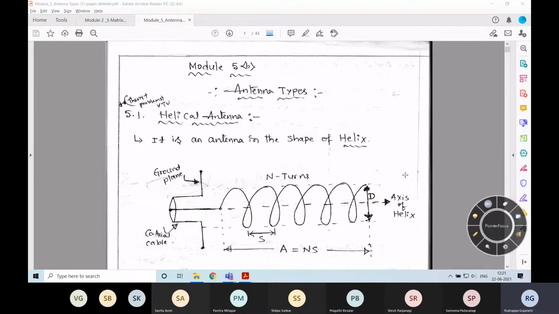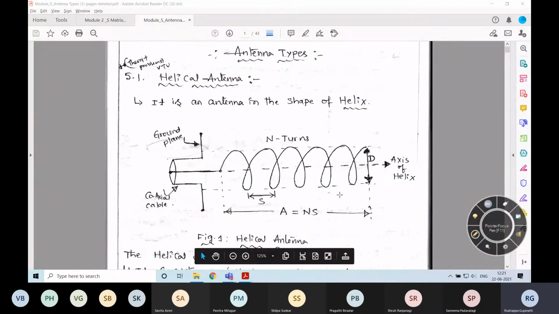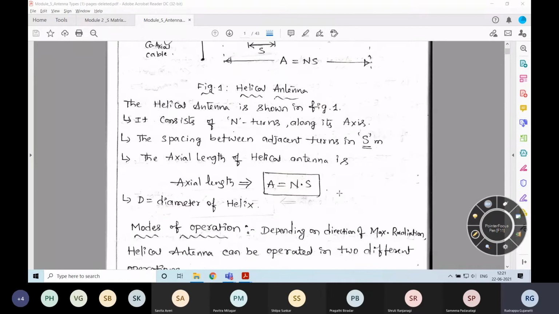So in the previous session, we started a discussion with respect to different types of antennas. In that, we discussed the helical antenna, in which we had a discussion pertaining to a few of the geometric specifications related to the helical antenna. Then apart from that, we discussed the different modes of operation, or different types of helical antennas, that we observe depending on its modes.